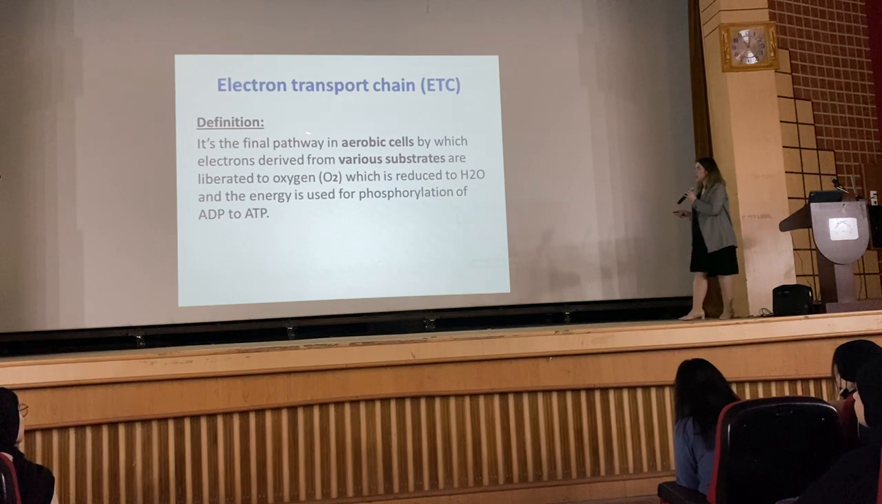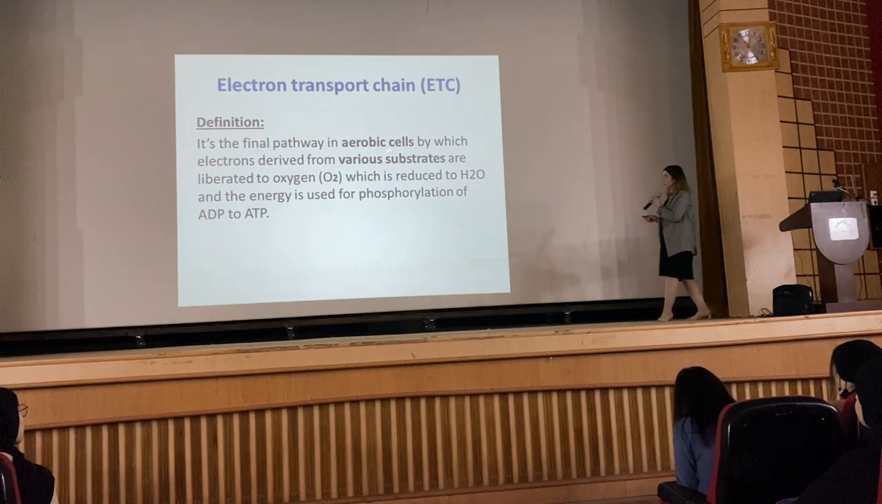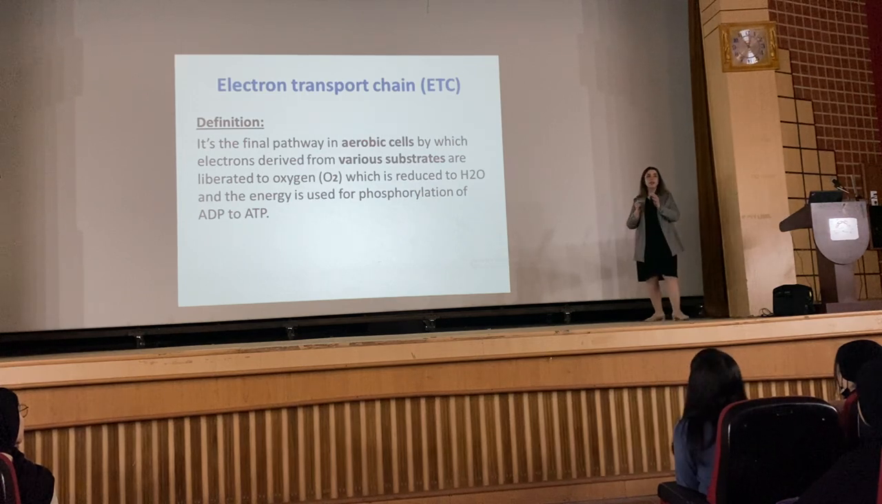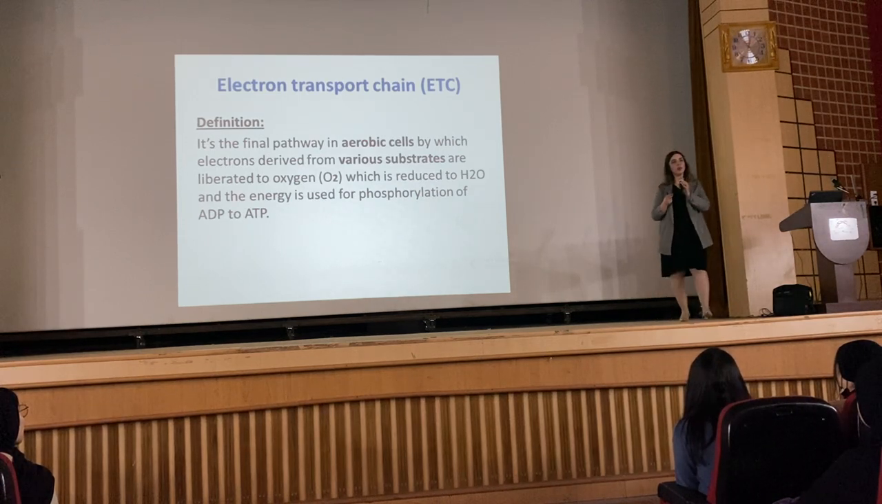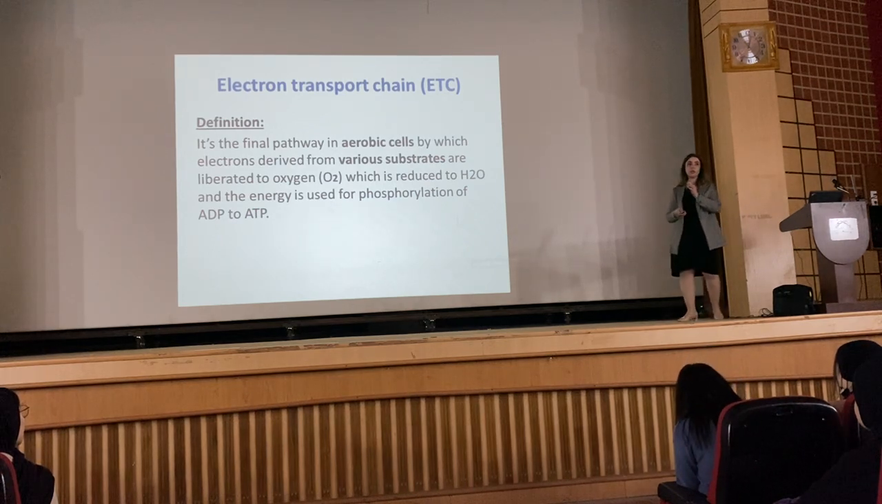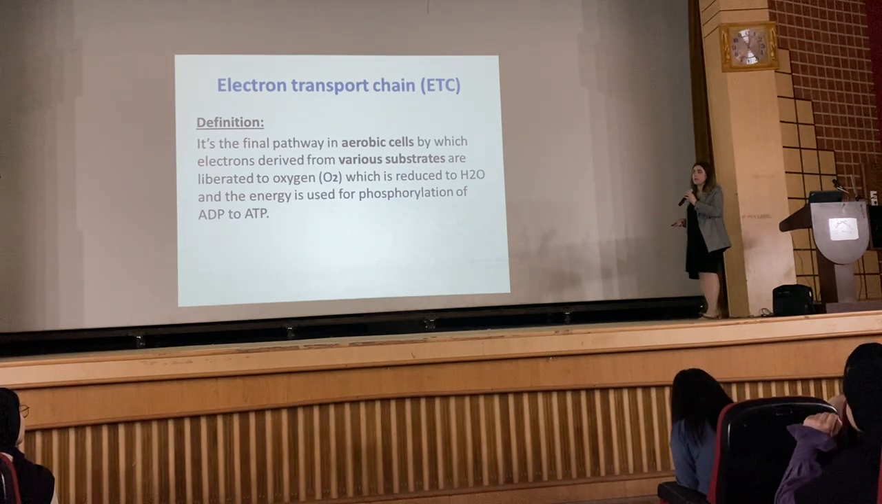So it's the final pathway in aerobic cells. Of course, the cell should have mitochondria. The pathway takes place in the inner mitochondrial membrane, so the cell should have mitochondria in order for this pathway to happen.